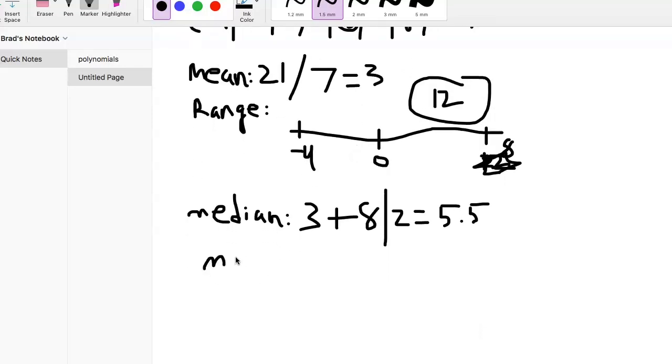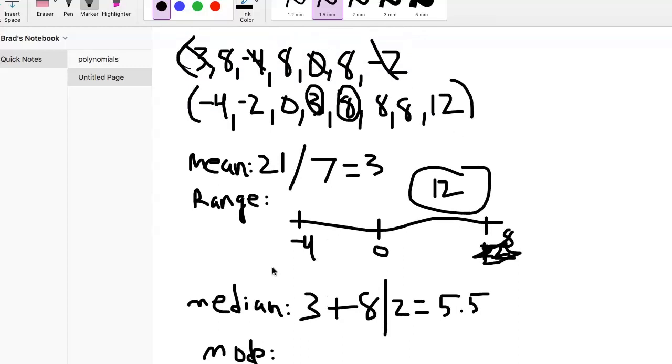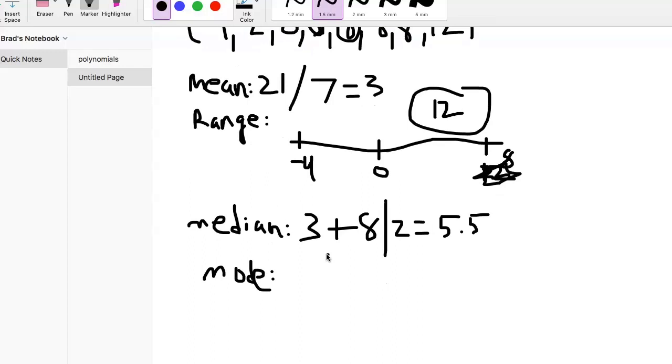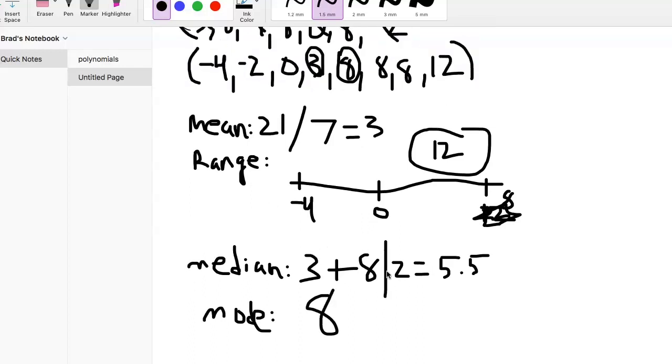And mode is just the one that comes up the most often. Okay, so if you look at our data set, we have 3 eights and no other repeating numbers. So that means our mode is 8. And that's all you got to know, right?